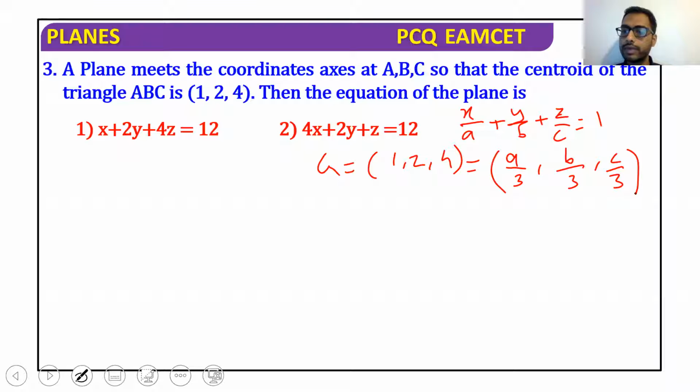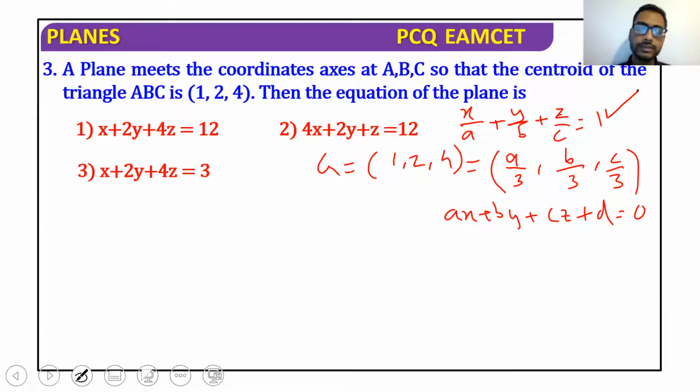And once I have the values of a, b and c, I can get the equation of the plane by using this formula, ax plus by plus cz plus d is equal to 0. Or I can put those values over here: x by a plus y by b plus z by c is equal to 1. Substituting in any of the equations, I'll get the equation of the plane.